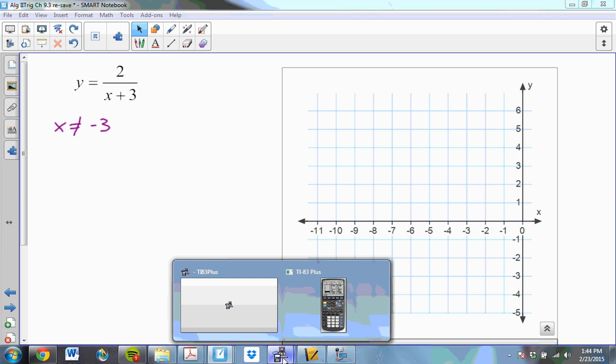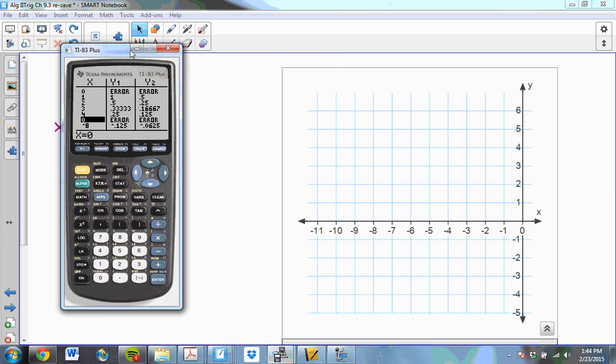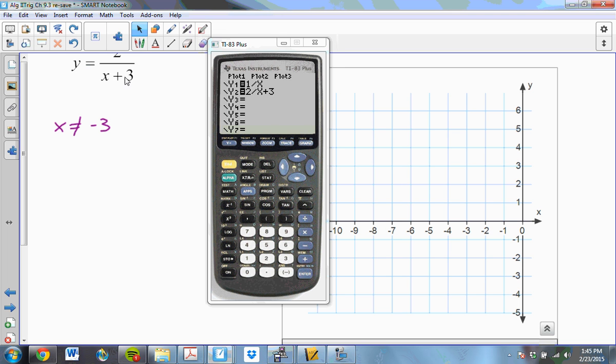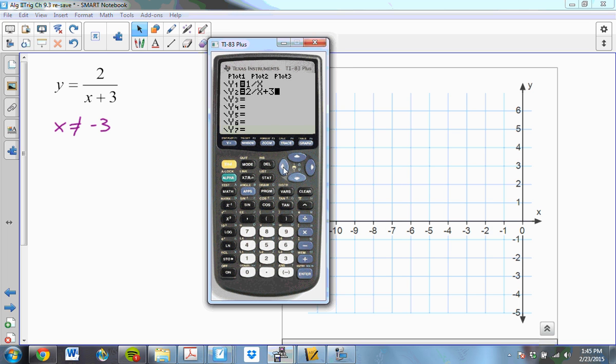And before I actually plug in points and try and graph this by hand, I want to show you what this does. In fact, we should probably pause and take a second to think about how this graph is going to look different. First of all, when I put it in my calculator, I have to do it in parentheses on the bottom. 2 divided by parentheses x plus 3. If I don't use the parentheses, 2 divided by x plus 3, the calculator will do 2 divided by x first, then add 3 to that. And that's not what this is telling me to do. So, let's do this. 2 divided by parentheses x plus 3.